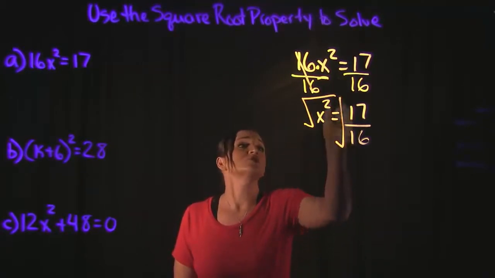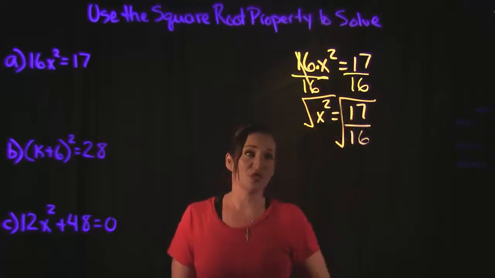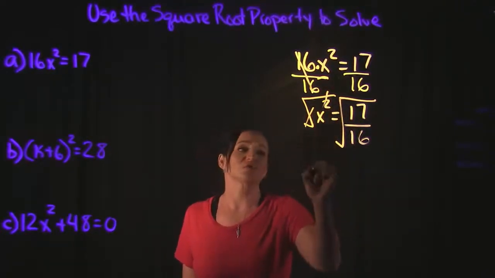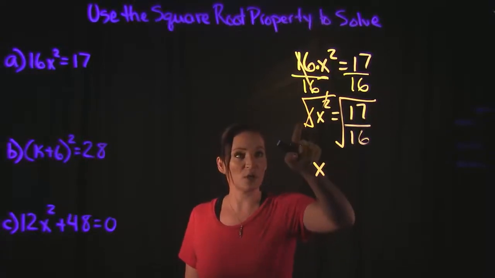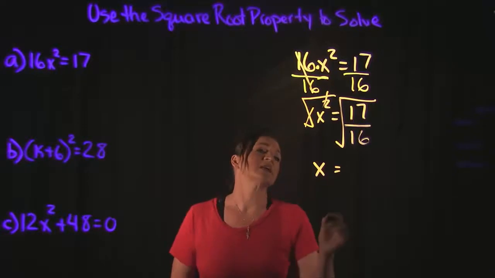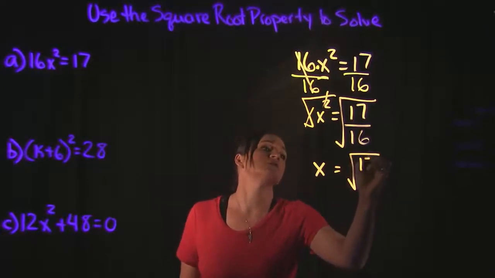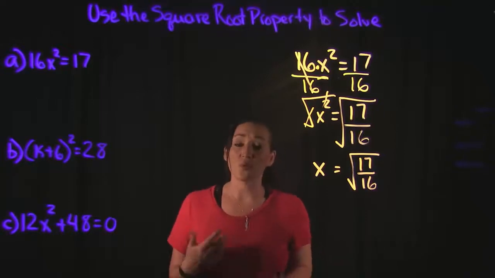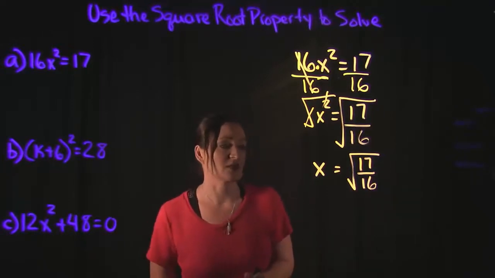But remember that what you do to one side, you must do to the other side. So the square root of x squared cancels. They are opposites of each other. The square root cancels with the square, leaving us with x. And on the right-hand side, we have the square root of 17 over 16. And we need to know a little bit about radicals in order to simplify this.